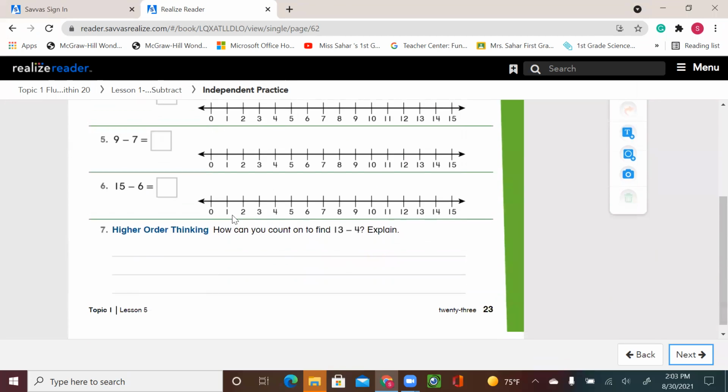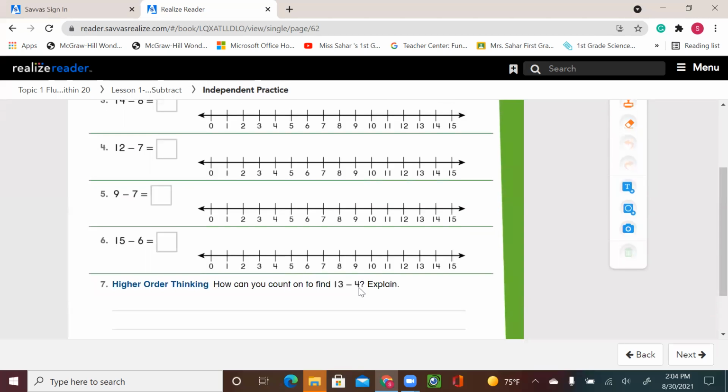All right. Number 7, how can you count on to find 13 minus 4? You can use any of your number lines, or you can draw a number line here. How can you count on? Remember, count on means you're going to start from the lesser number, which is number 4. All right. So let's see what's next.